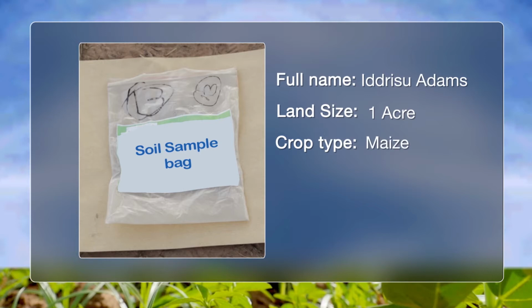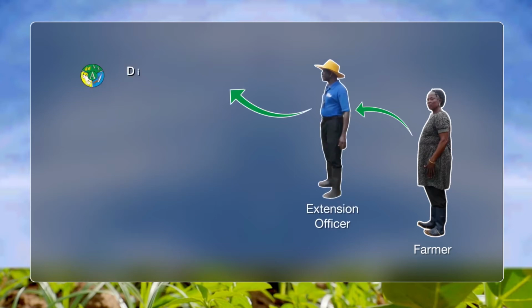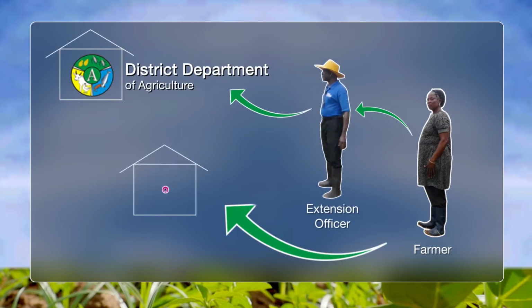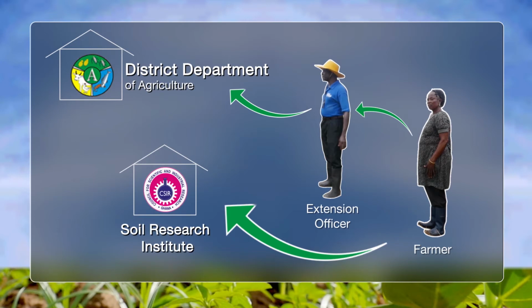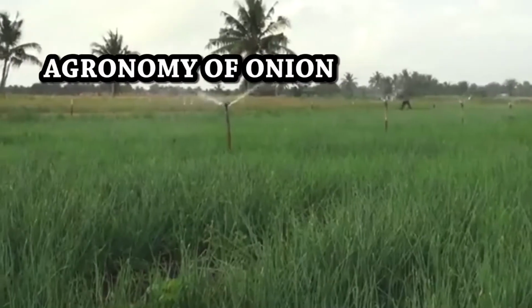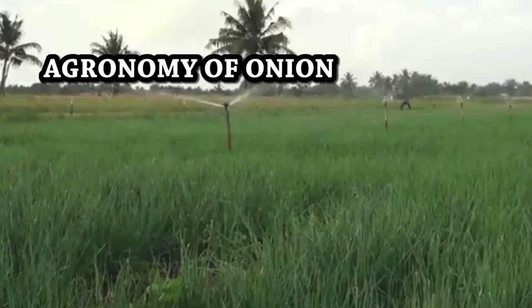Take a sample of your soil to the Soil Research Institute or the District Agriculture Office to be analyzed. This enables you to find out the makeup of the soil and help you formulate a fertilization program for maximum yields. The agronomy of onion.